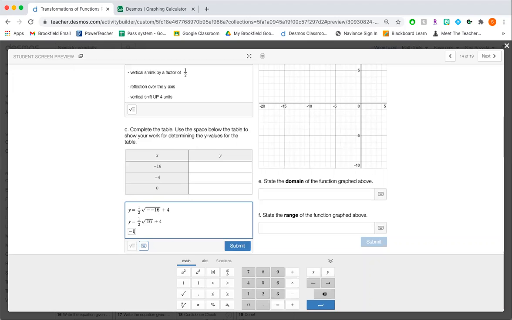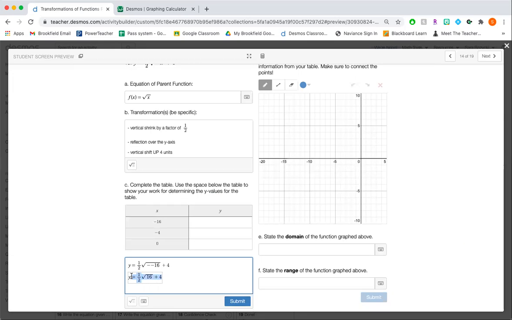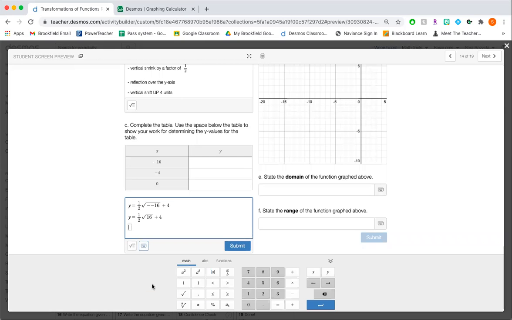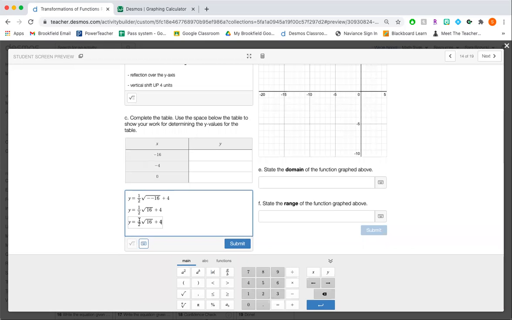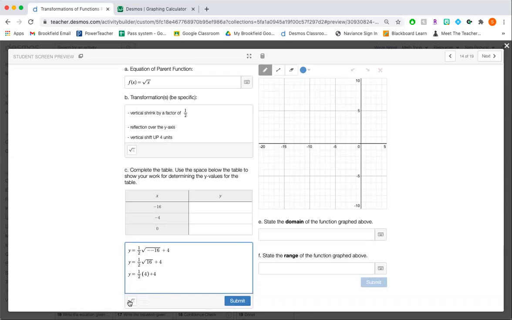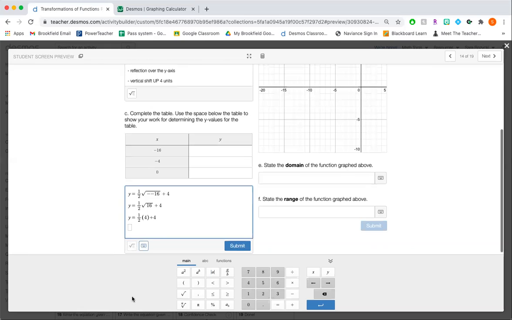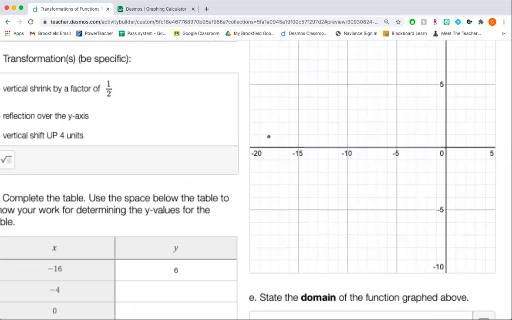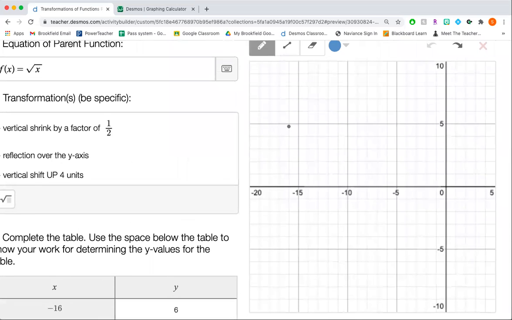So again, keep simplifying. Take the square root here. This is why we learned GEMDAS. A square root is a grouping symbol. So this is going to be -1/2 times 4. Get rid of the square root of 16. Square root of 16 is 4. And then that's y equals 2 plus 4, which is 6. So I'm going to plot the point -16, 6.